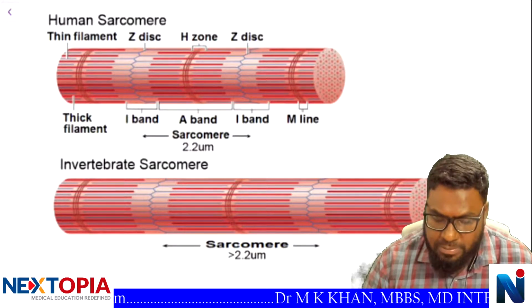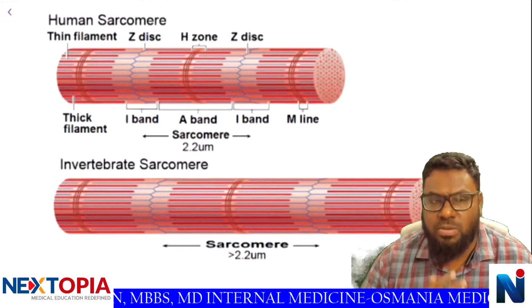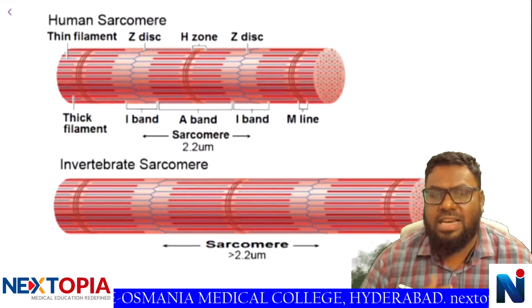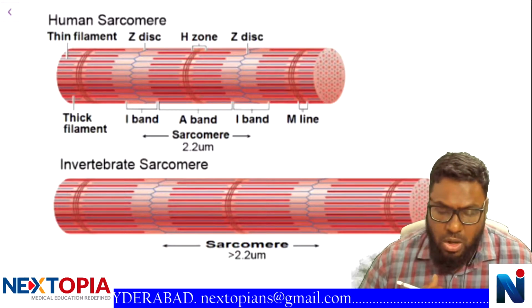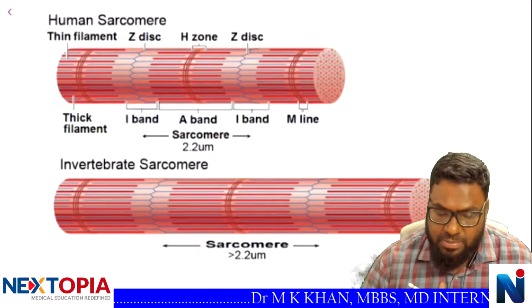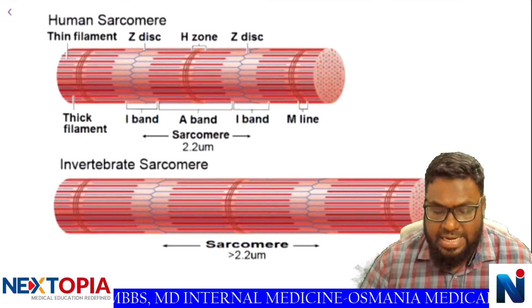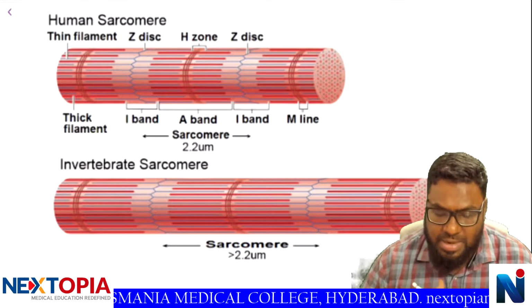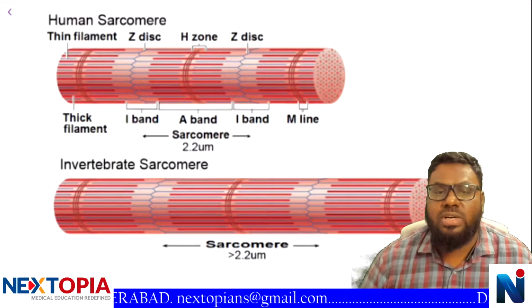So again, multiple sarcomeres form myofibrils, multiple myofibrils form a muscle fiber, and multiple muscle fibers form a muscle. I repeat: sarcomeres, then myofibrils, then muscle fibers, then muscle. So this is the chronology. You have to remember that the sarcomere is composed of thin filaments and thick filaments. The arrangement of these thin and thick filaments makes the Z line, the I band, the A band, the M line, and the H zone. All right. So let us try to understand what these are.